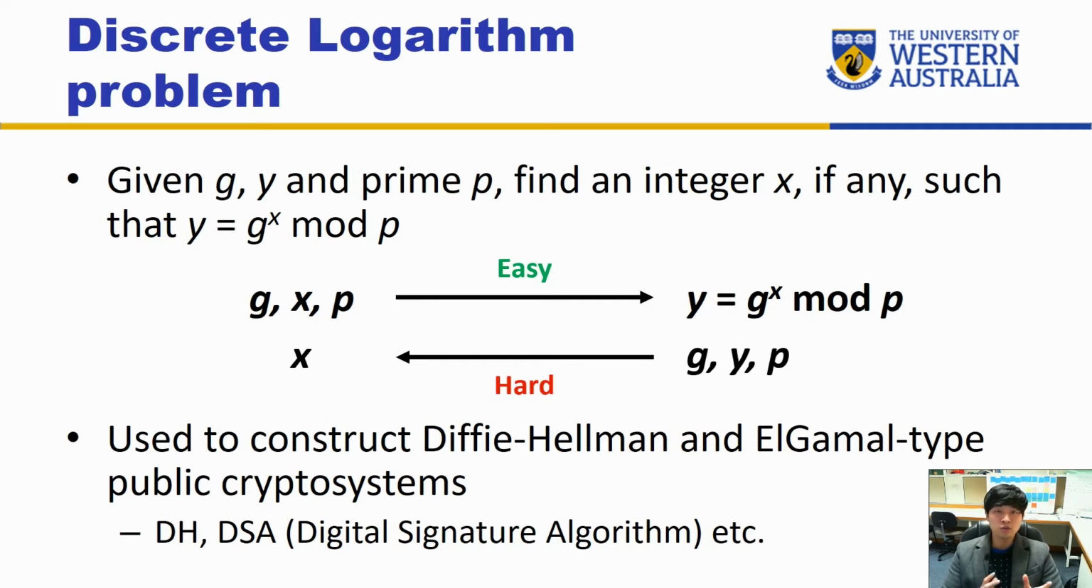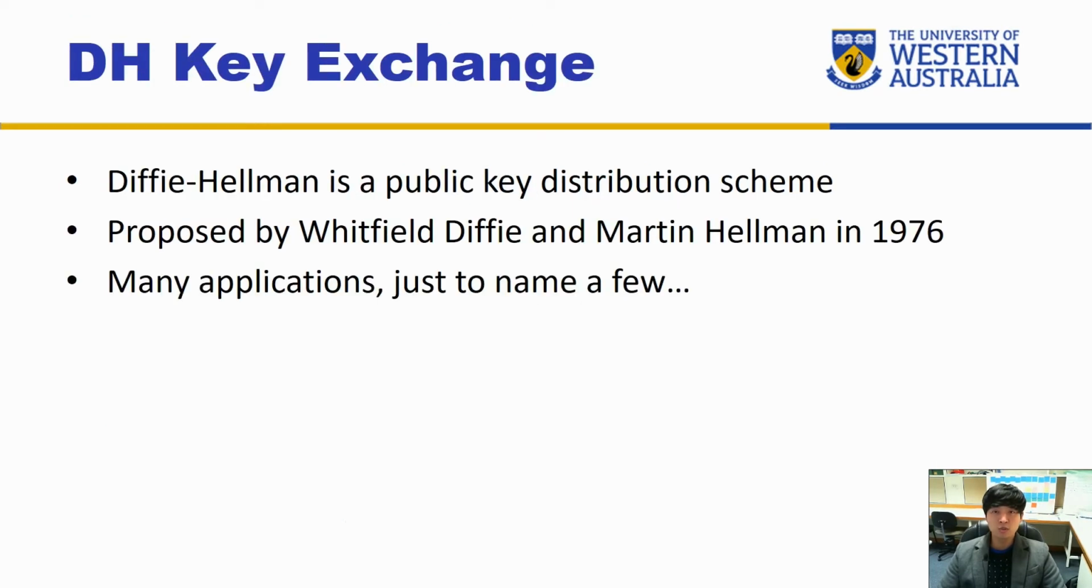We can use this fact to construct what we call Diffie-Hellman and ElGamal type public key crypto systems. Diffie-Hellman gets used in things like digital signature algorithms, so you will see that more often.